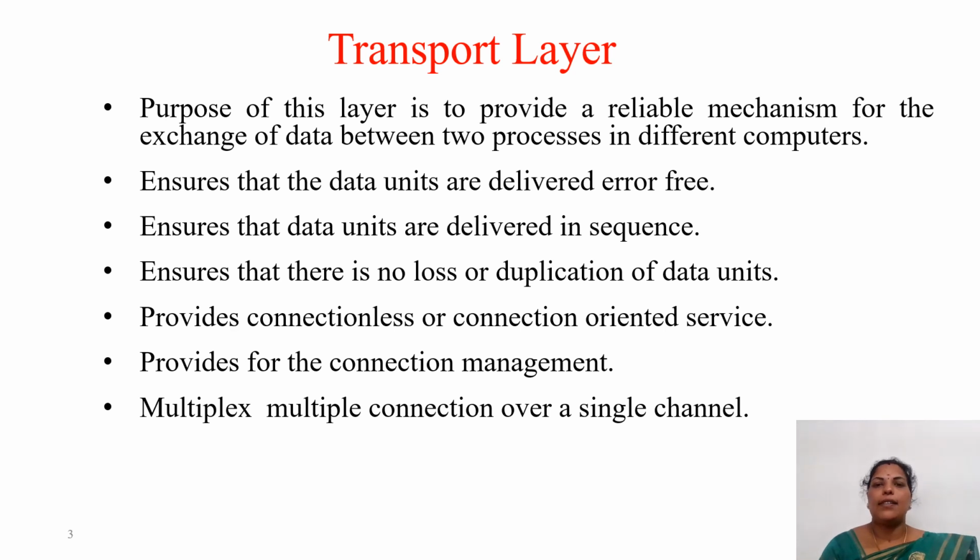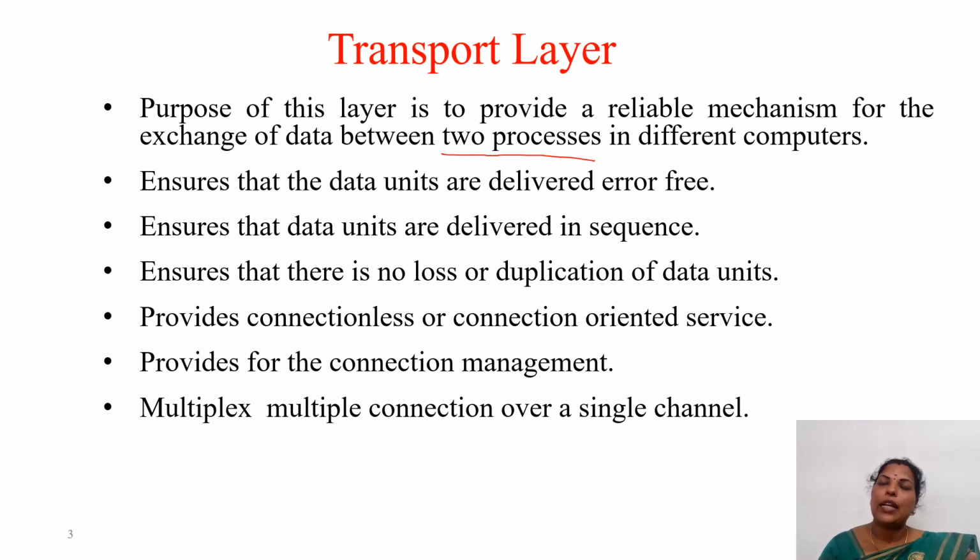So the fourth layer is the transport layer. The purpose of this layer is to provide a reliable mechanism for the exchange of data between two processes in different computers. Here this term is very important: process. From the transport layer onwards, we call it process to process delivery. It ensures that the data units are delivered error free and in sequence. So they are very important.